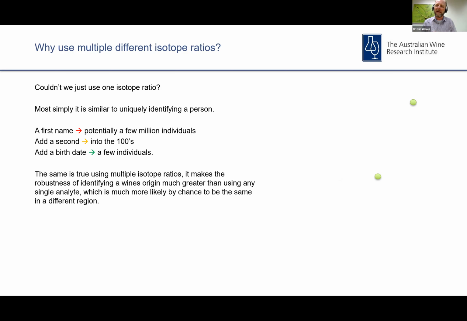But I do have to point out something here. I've deliberately left 2 green dots in my little graphic there because you can never be 100% certain that 2 different regions won't make a wine which have the same isotopic ratios. The wines can be different, but anything you choose only has a degree of certainty. So what we're trying to do is reduce that uncertainty as much as we possibly can.